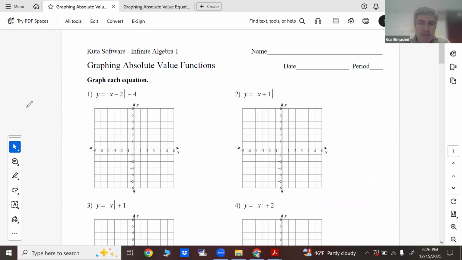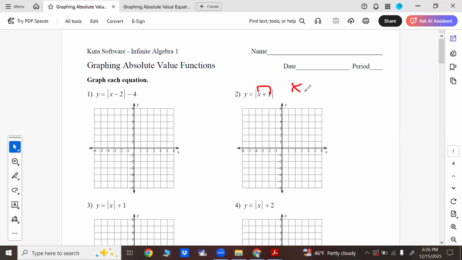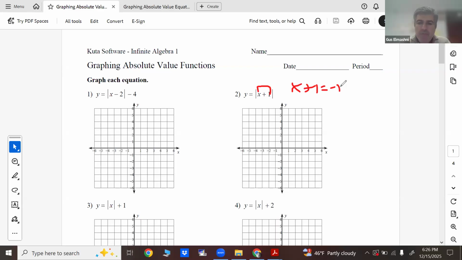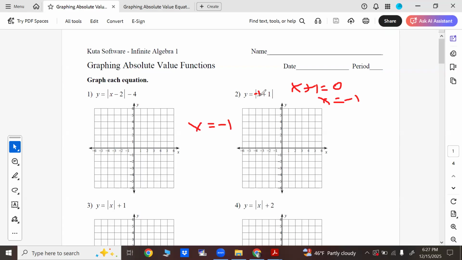Okay, let's try another one here. Set that equals 0. What makes that 0? -1. Good. Now throw negative 1 back into the equation. What's Y going to equal? 0. Good. That's your vertex.